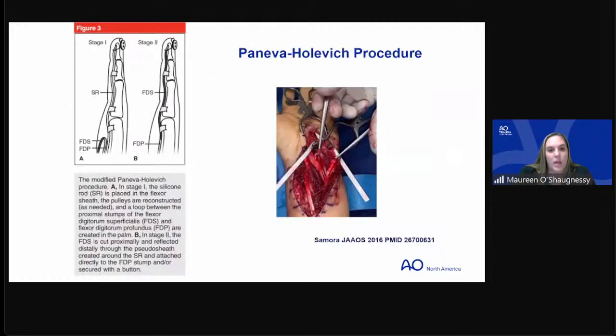I would be remiss if I didn't mention the Paneva-Holevich procedure, and this is where in the first stage reconstruction, you actually tag the FDS and FDP together and create a connection to those. So that way at your second stage, you harvest proximally and you've already got that end-to-end loop, so you only have one anastomosis to heal at the second stage. So this was created in the 1970s. It's been modified over the years, but is one to keep in mind and use as an option potentially.